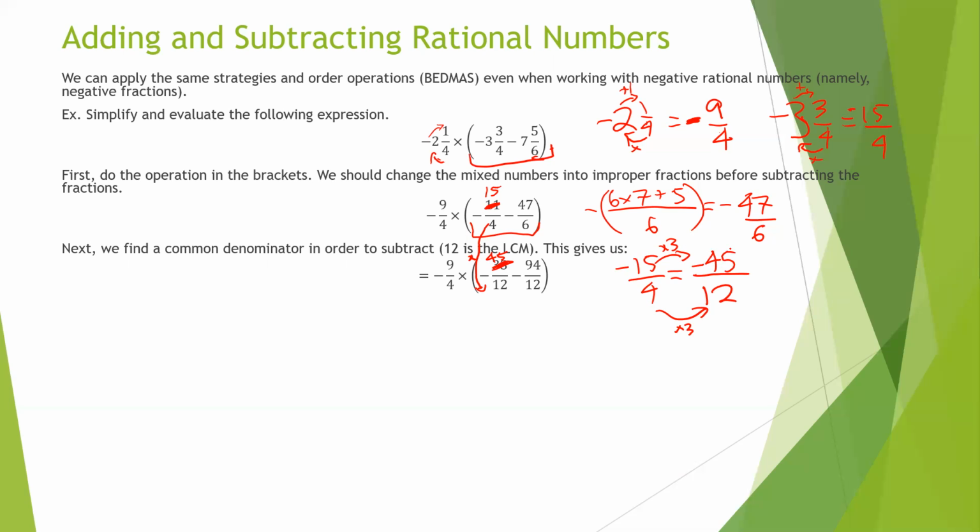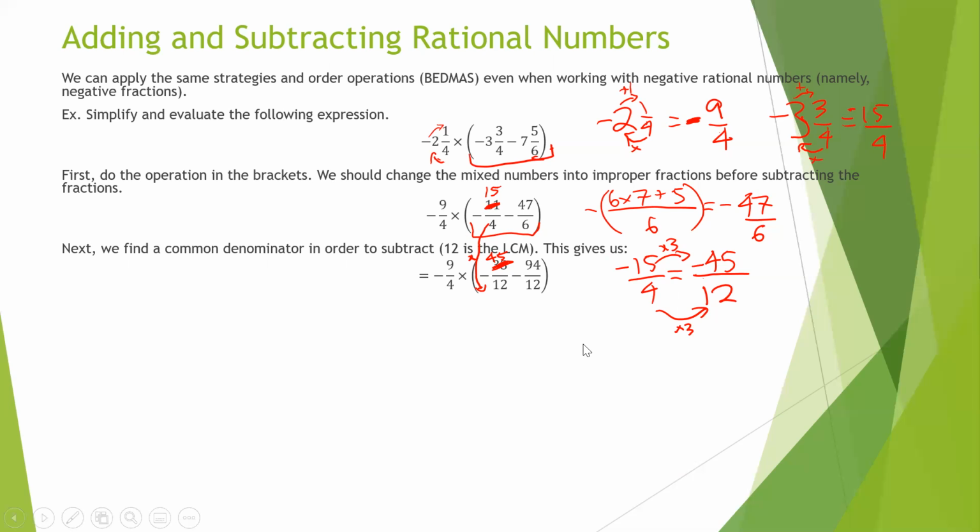Now, this is where people get a little bit confused because they're looking at the negative sign and thinking, I don't know what to do with it. You can just keep it either in front of the whole fraction or in the numerator. I personally prefer to put it in the numerator, especially if I'm doing more calculations with the fraction. It just makes it easier for myself. In this case, because I'm just multiplying, I have negative 45 over 12.